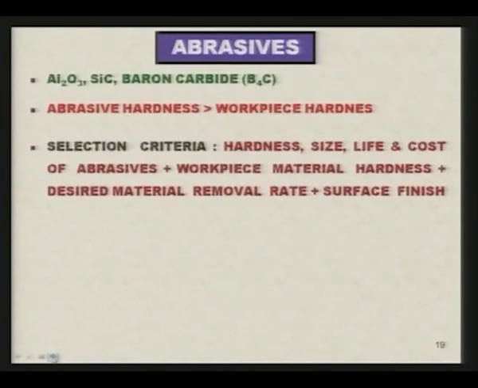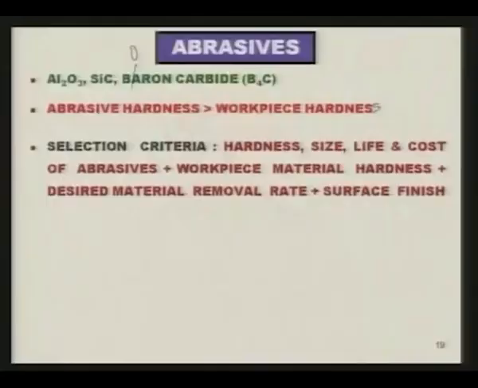Abrasives: there are various kinds of abrasives that are used in case of ultrasonic machining. Some of them are alumina Al2O3, silicon carbide, boron carbide, B4C, this is O, not A. Abrasive hardness should definitely be greater than the workpiece hardness, otherwise the abrasive itself will fracture or break rather than removing the material from the workpiece.